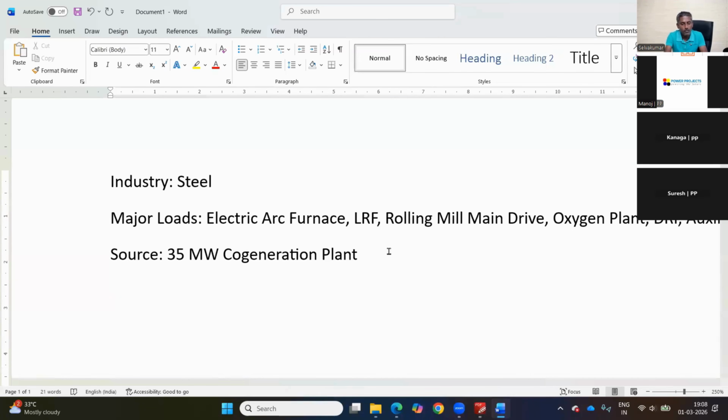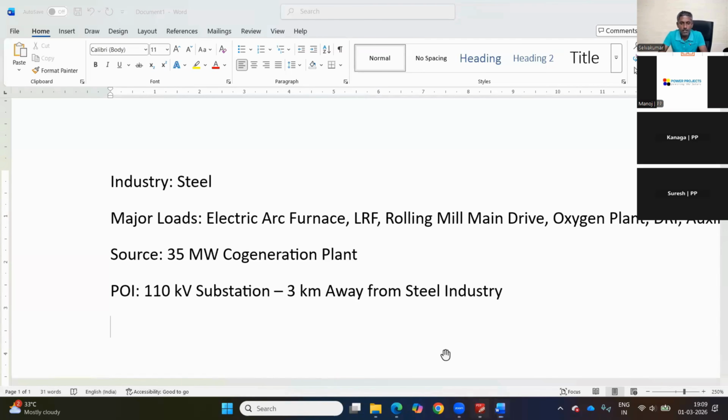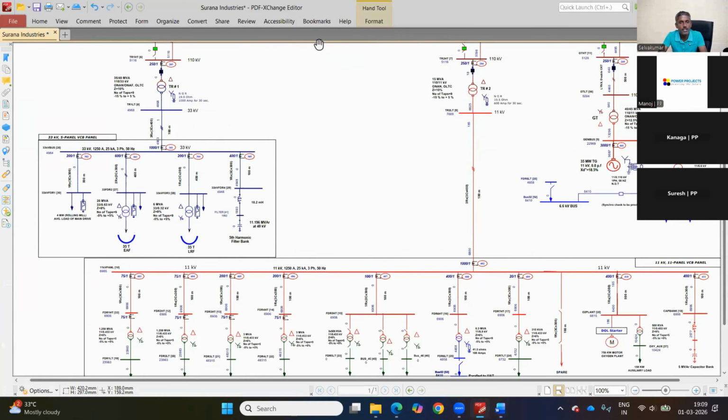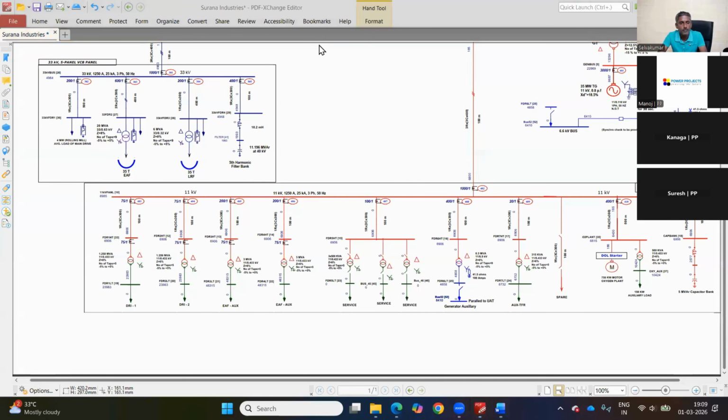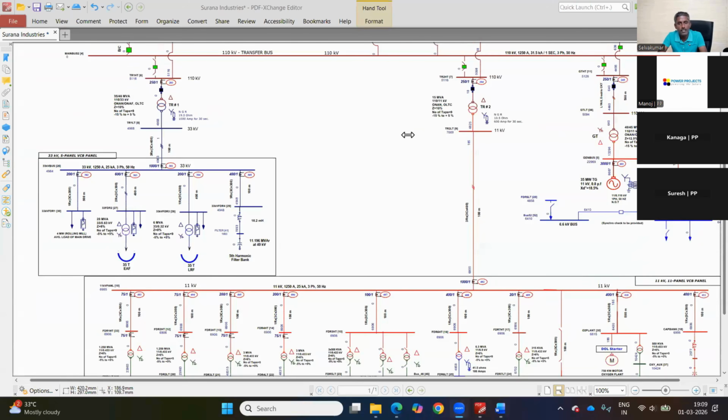The point of interconnection, or point of common coupling, whatever you call it, is a 110 kV substation, which is 3 kilometers away from the steel industry. That's pretty much what we are trying to see here as a single line diagram.